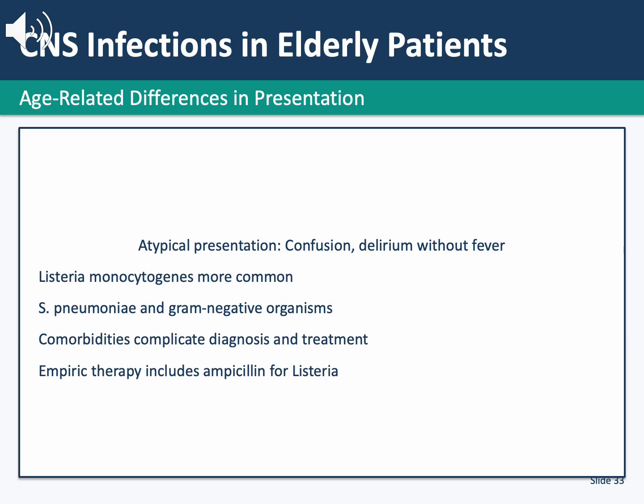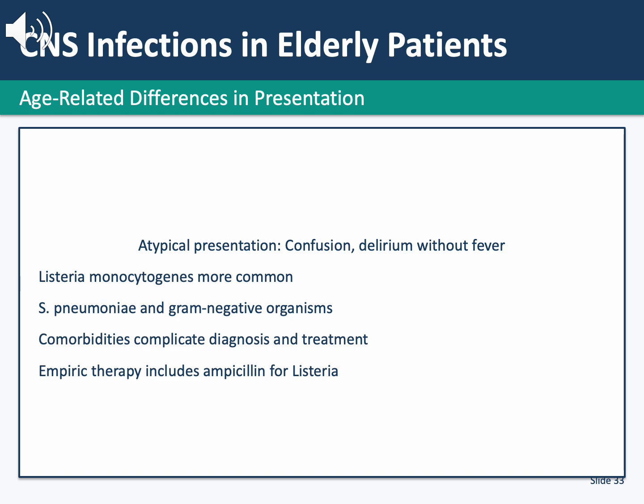CNS infections in elderly patients may present atypically with non-specific symptoms such as confusion or delirium without fever or meningeal signs. Listeria monocytogenes is more common in elderly patients. Gram-negative organisms and Streptococcus pneumoniae remain common causes. Underlying comorbidities may complicate diagnosis and treatment.